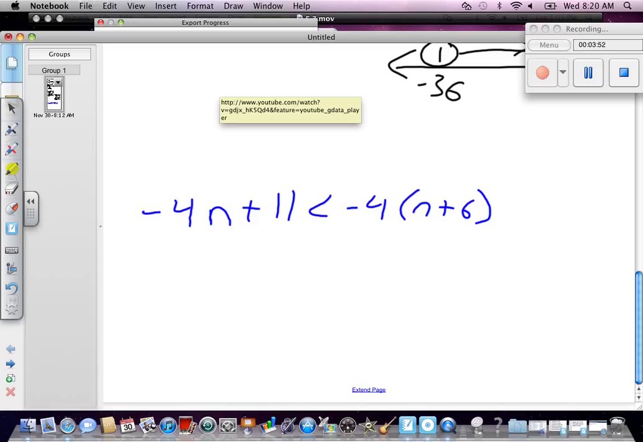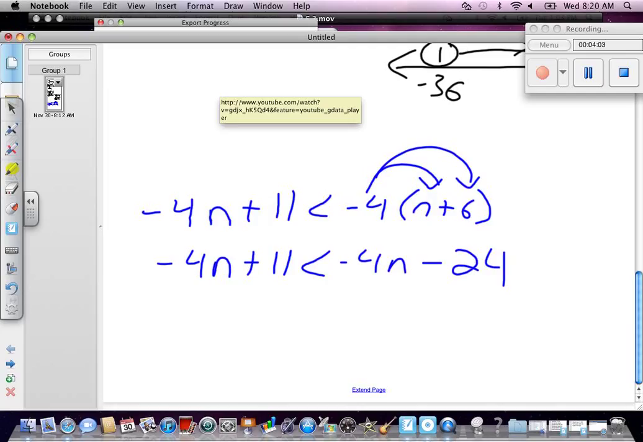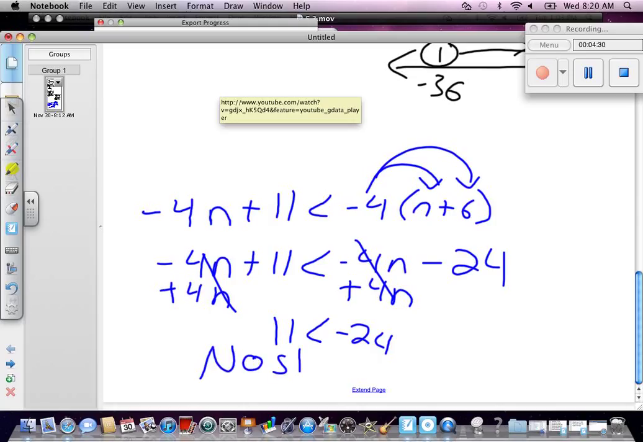Okay, so the first thing I would do is distribute. Multiply everything by that -4. So we get -4n plus 11 is greater than -4n minus 24. And then what do I do? Oh, less than. Thank you. So what do I do to get it by itself? Combine like terms. So I've got to get the n's all on one side. Uh-oh, what happens? Is 11 less than -24? No, so this is no solution. If it was a true statement, what would the answer be? Good.